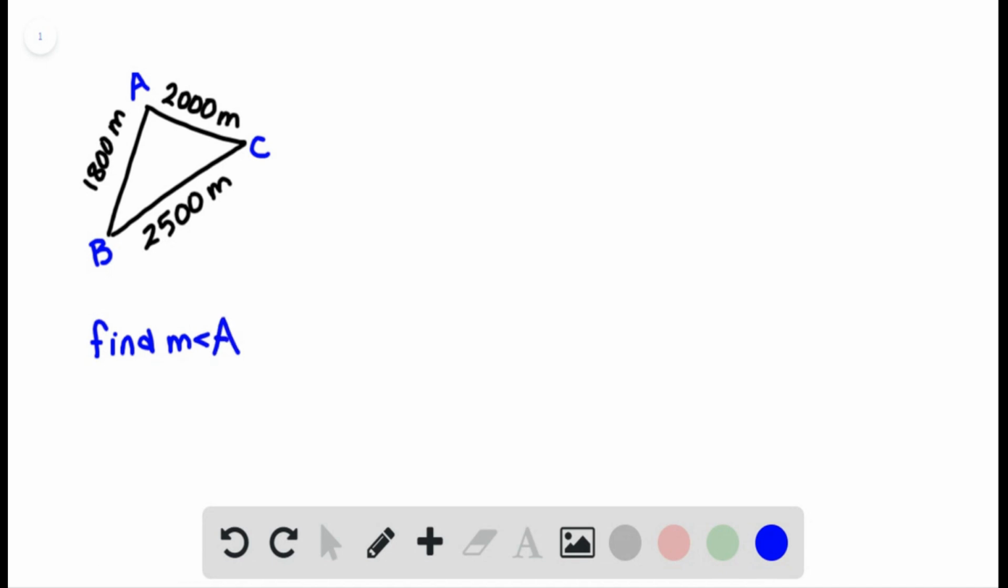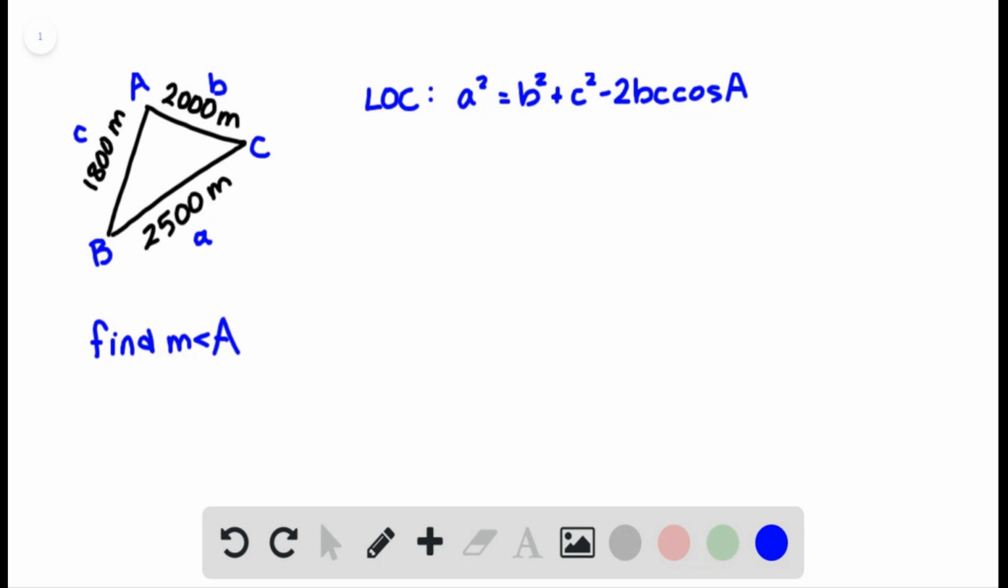I'm also going to label the sides of the triangle. Across from angle A is side A, across from angle B is side B, and across from angle C is side C. We have a formula that helps us find the measure of an angle if we know all three sides, and that is the law of cosines. The law of cosines says that a squared equals b squared plus c squared minus 2bc times the cosine of angle A. There are other forms of the law of cosines as well, but that's the one that we will want to use given the information that we have and what we're looking for.